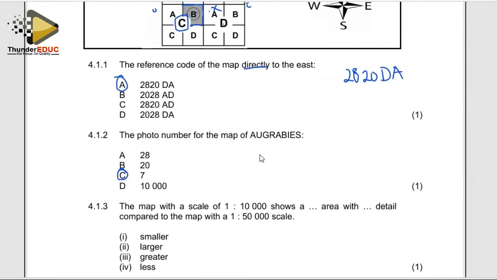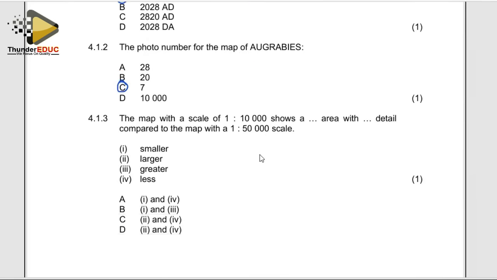Right. The map with a scale of 1:10,000 shows a smaller area with greater detail compared to the map with a 1:50,000. Comparison of these two scales, 1:10,000 and 1:50,000. This is a large scale map. It's a large scale, and this one is a small scale.